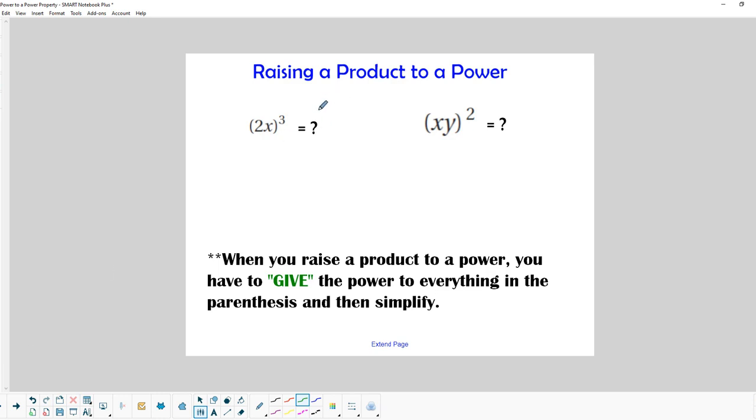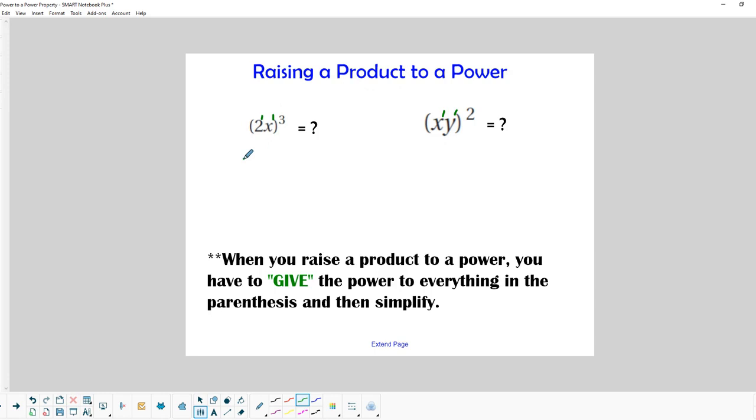All right, so raising a product to a power. So what if I have more than one thing in the parentheses? Like before I just had like an x or something to another power. But when you have more than one thing in the parentheses, you have to keep in mind each one of those things has a power on it. And if there's no power that they show, then you just put a 1 on there. And then you have to raise everything inside the parentheses to the power that you saw on the outside.